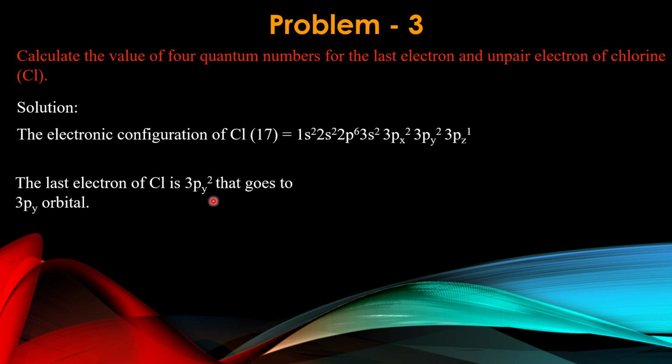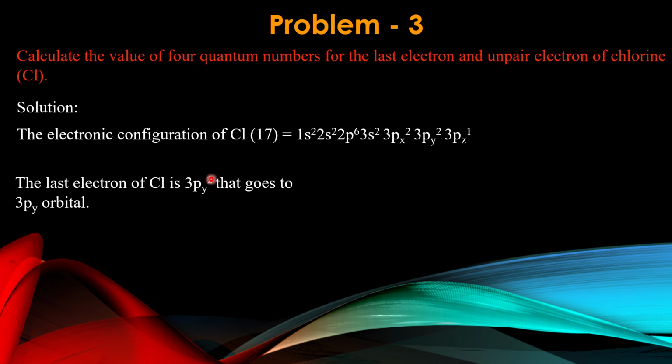So the last electron of chlorine is 3py2, that goes to the 3py orbital. So you will find out the 4 quantum numbers for this electron. This is 3py2. So, what is the principal quantum number? N. This is 3. This is a p orbital. So, what is the subsidiary quantum number? P. That means L equals 1. This is the py orbital. Px, py, pz. -1, 0, 1. For the py orbital, the value of m is 0.